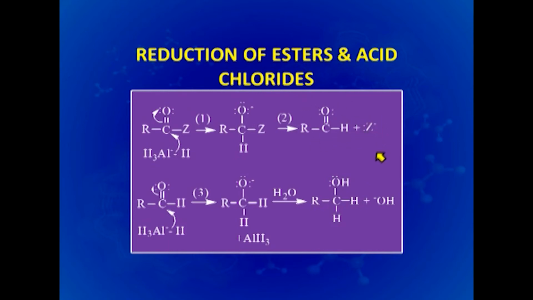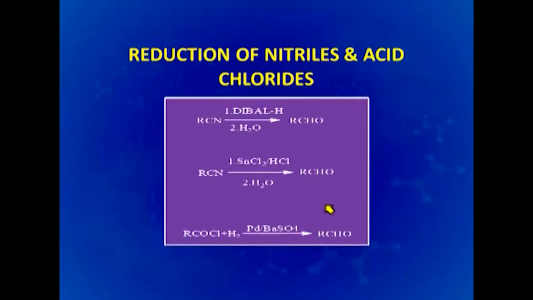So, here, if we want to continue with this reduction process further, it reduces to the alcohols. And the next one is the reduction of nitriles and acid chlorides. Nitriles on reduction with DIBAL-H, that is diisobutylaluminum hydride, followed by protonation give rise to aldehyde, and nitriles are also reduced by tin chloride or stannous chloride in the presence of HCl, followed by protonation, to give aldehyde.